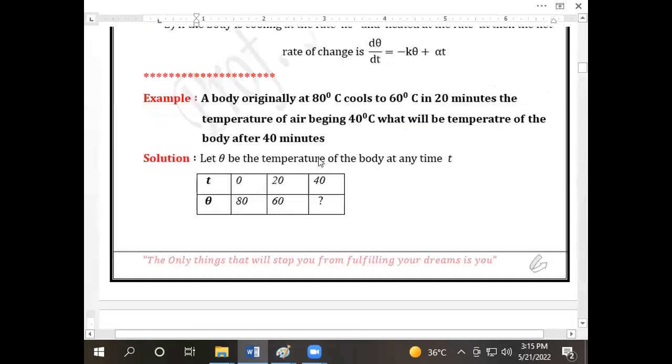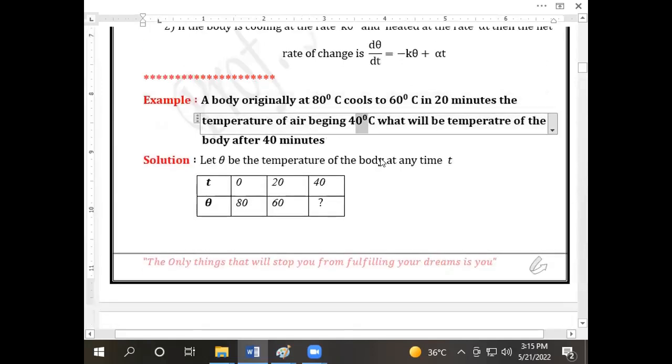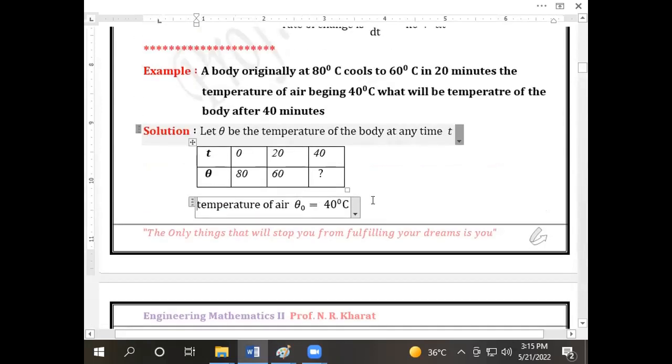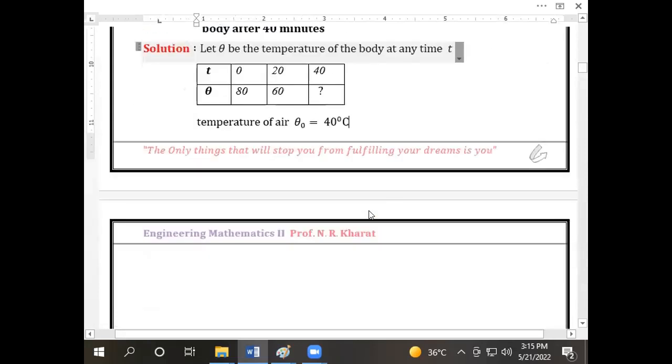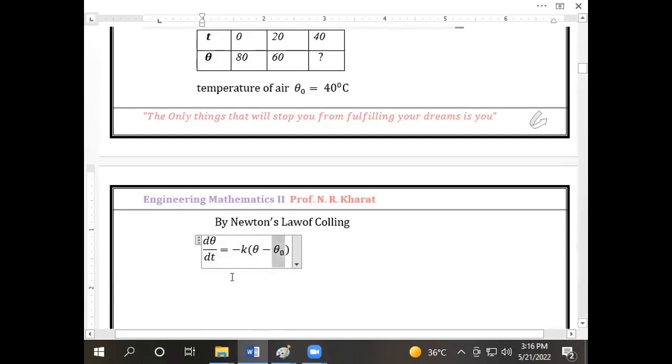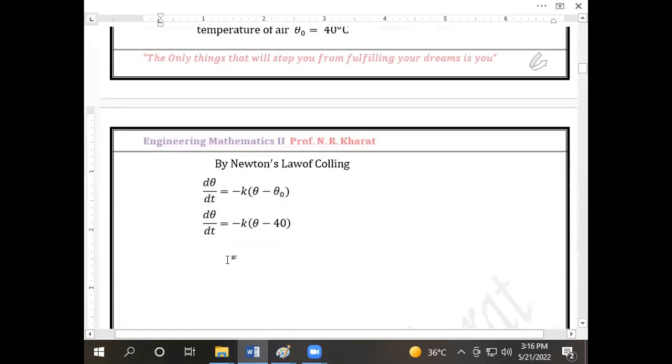The temperature of the air, that is the temperature of the surroundings, is 40 degrees Celsius. So theta naught is equal to 40 degrees Celsius. According to Newton's cooling law, d theta upon dt is minus k times theta minus theta naught, where the value of theta naught is 40 degrees. So we replace the value of theta naught in this differential equation. The equation becomes d theta upon dt equals minus k times in bracket theta minus 40. That is our differential equation.